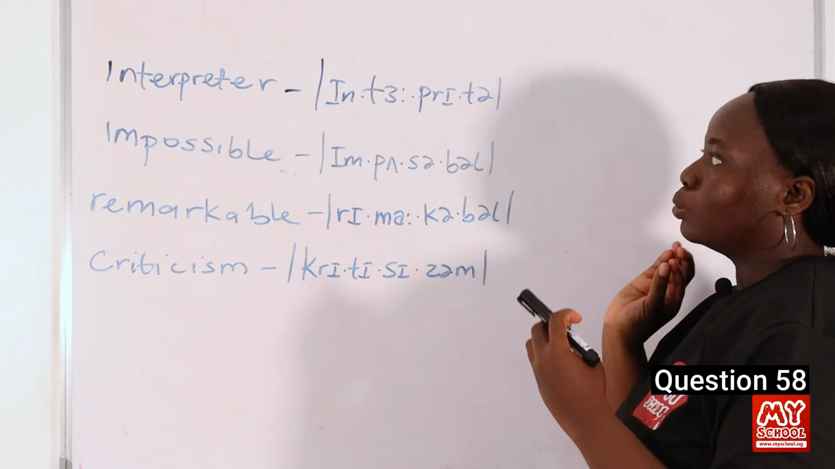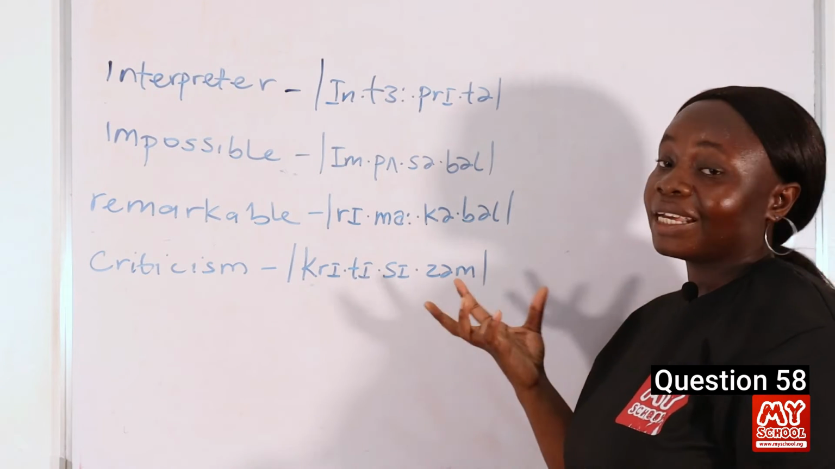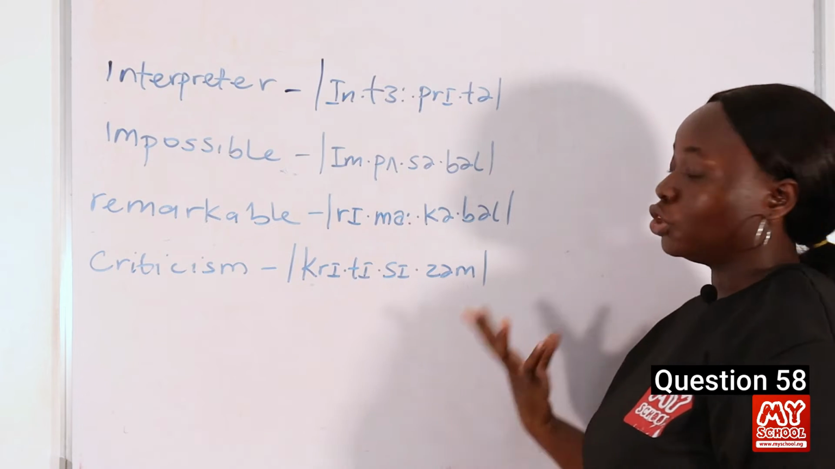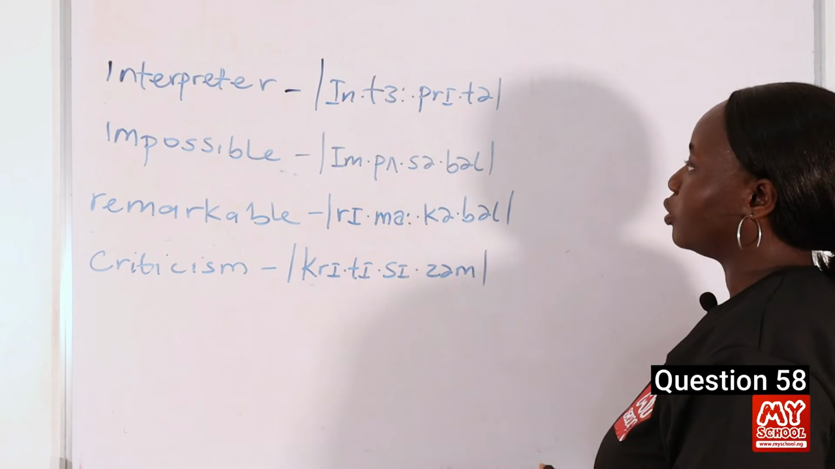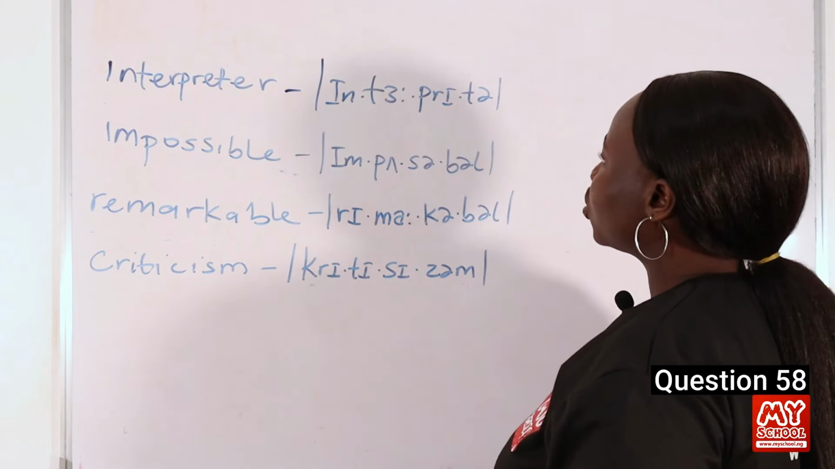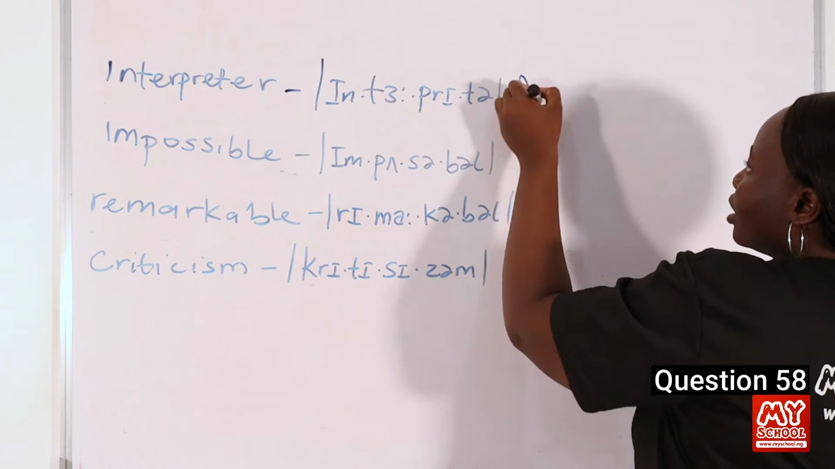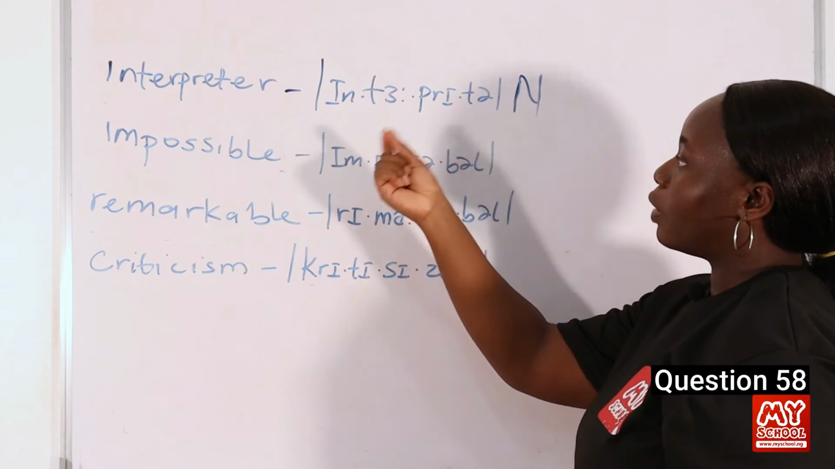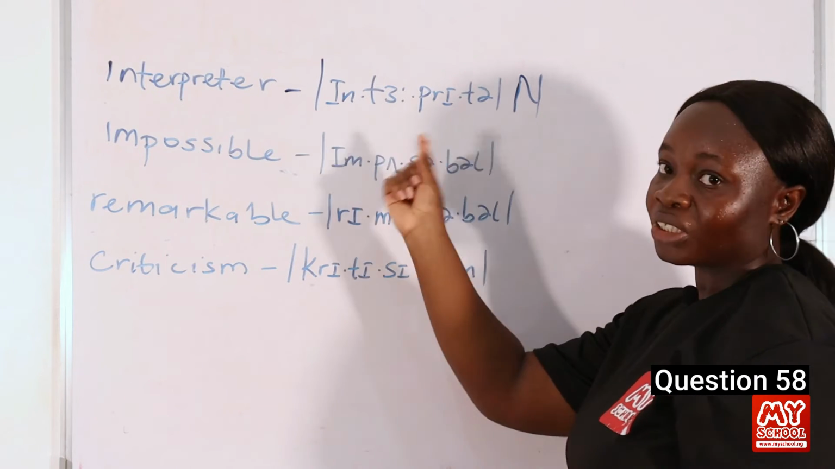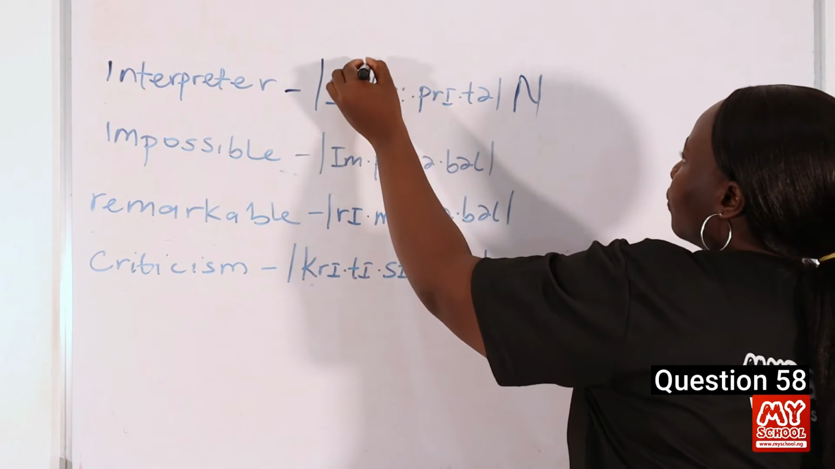Again, we have to identify what part of speech each word belongs to and whether it has a weak syllable or not, in order to identify where to place the stress. So for the word interpreter, interpreter is a noun. The stress is usually on the first syllable for nouns, but in this case we have a weak vowel in that first syllable, so the stress cannot be placed there. So we'll move on to the second syllable, where there is no weak vowel.